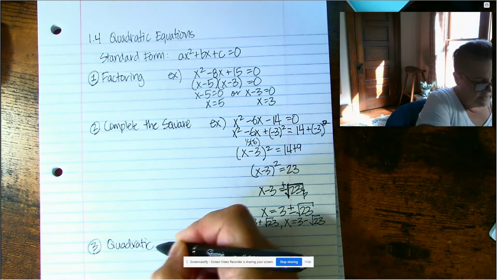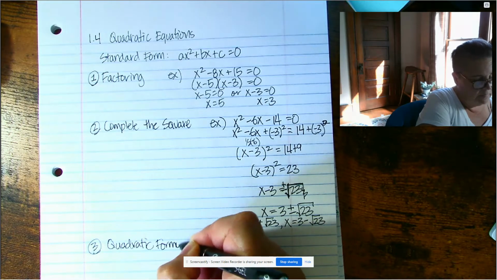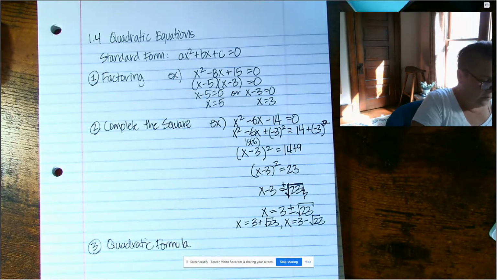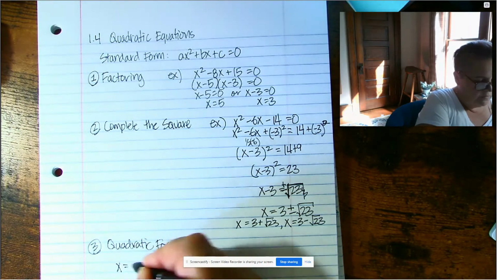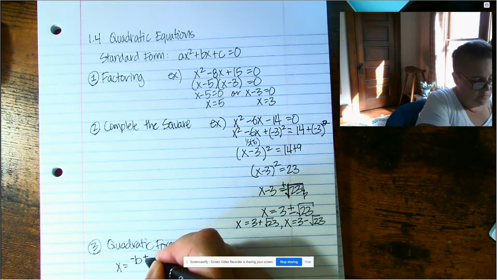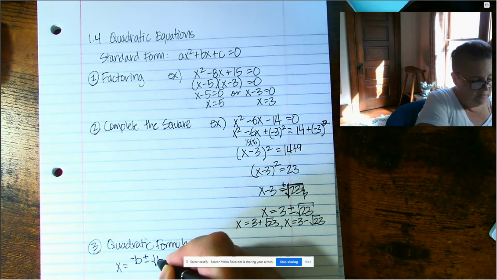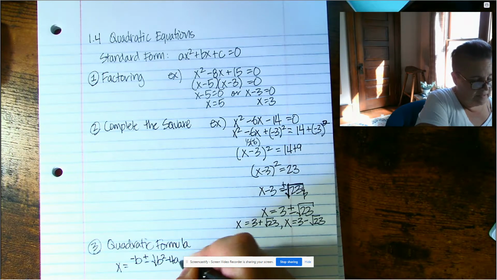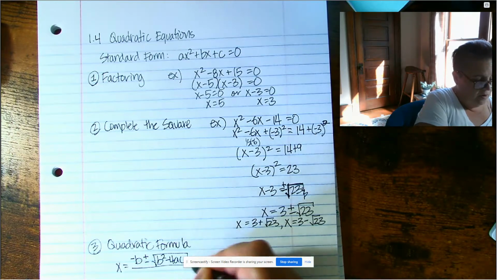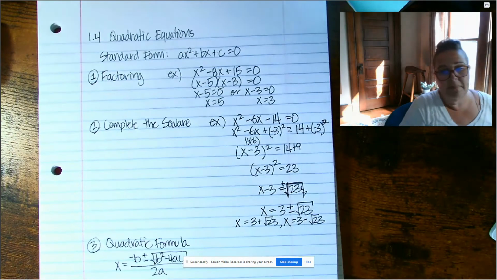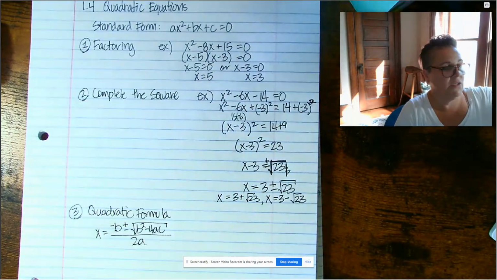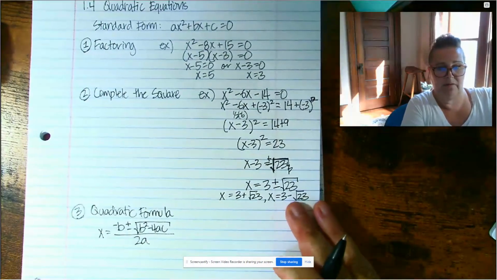Which I think we talked about this too, but it's been a while. The quadratic formula is x is equal to the opposite of b plus or minus the square root of b squared minus 4ac, all over 2a. You may know this as it goes to the tune of Pop Goes the Weasel.